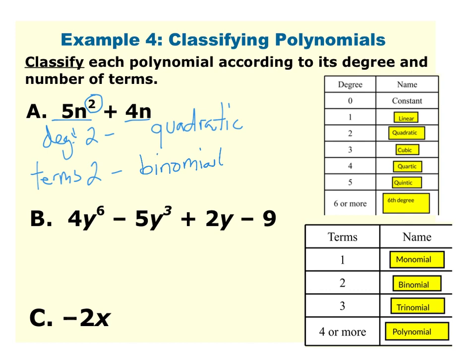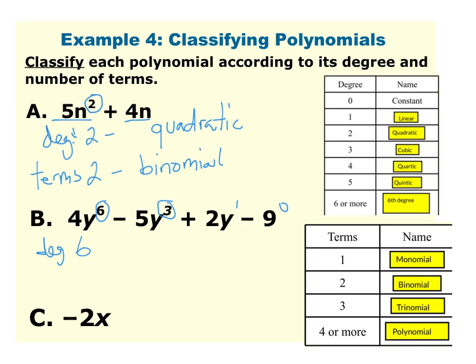And I know those words are new, but again, please use these charts. Let's try the next one. Down here we have the degrees, right? 6, 3, 1, and this guy is a degree of 0. So the highest degree here is 6. So if we look over here at our chart for degrees, 6 or more is called 6th degree.